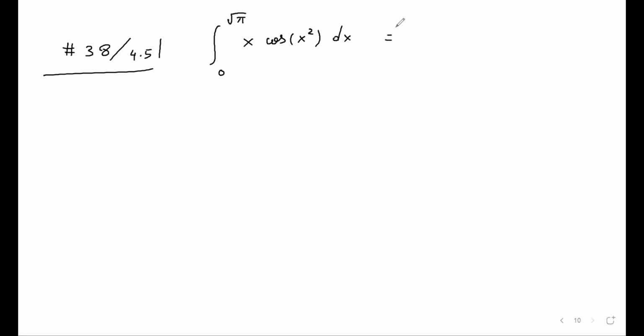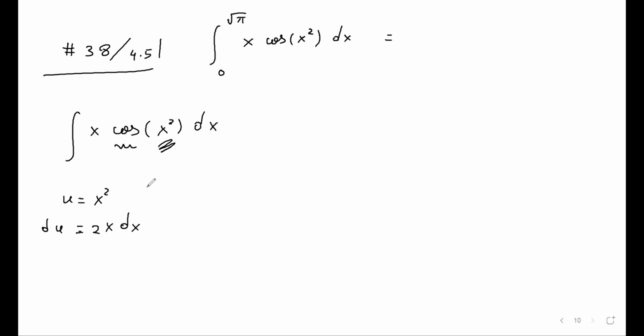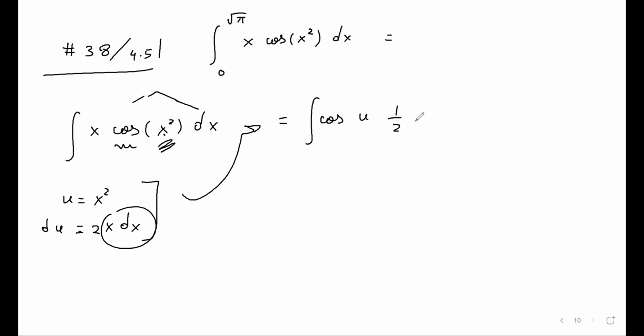So let's calculate directly the antiderivative of x cosine of x squared dx, and that's going to be easy. Again, we recognize the trig thing here. The function is x squared. u equals x squared. Du is 2x dx. So when we do these things, we're going to say integral of cosine of u because of x squared here. Now remember, x and dx are together here, and you can solve for that, and it's 1/2 du.